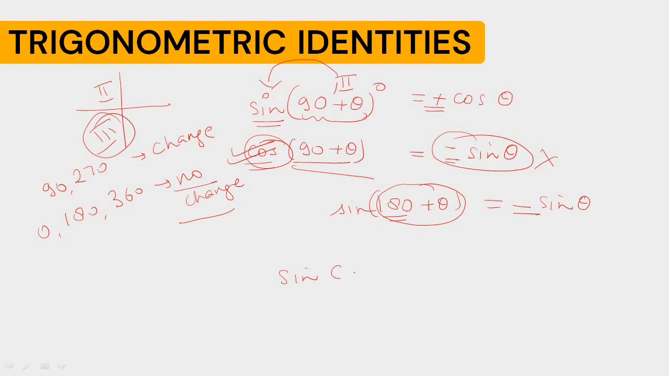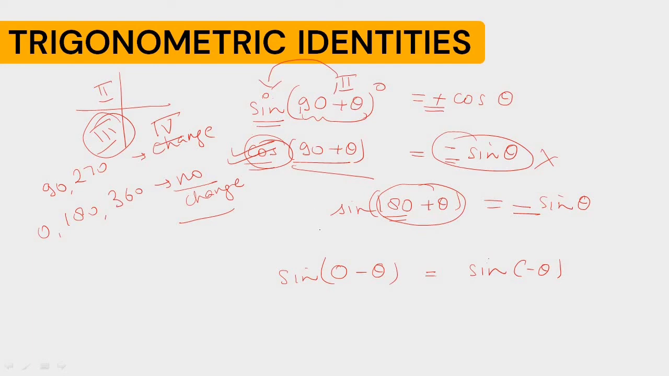Sine 0 minus theta. Anything minus theta, from 0, if we subtract then it will come minus only. That is sine minus theta. 0 minus theta, it will come in which quadrant? It will come in the fourth quadrant. Yes, right, it will come here in the fourth quadrant.